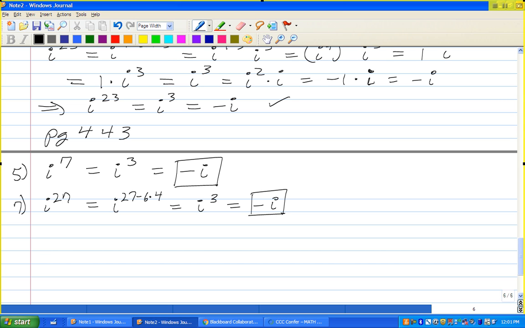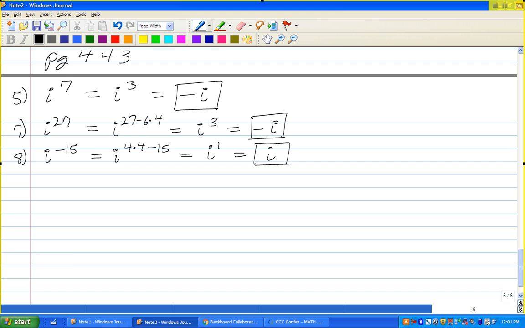Let me do problem number 8. I to the negative 15. Again, adding or subtracting any multiple of 4 doesn't make any difference. So let's add to it 16. So 4 times 4 is 16, minus 15 is 1. And so I to the 1 is, well, any number to the power 1 is itself. And so I to the 1 is I.